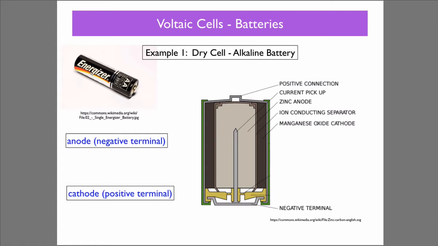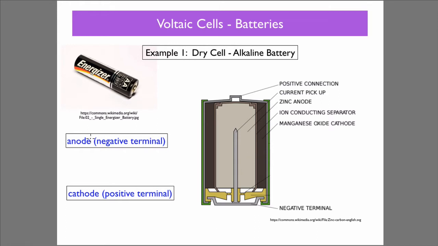Okay, voltaic cells. Let's look at some batteries. Example 1, we've got a dry cell of an alkaline battery. If you look at this picture over here, you can see that the zinc anode is kind of light grey here. The manganese oxide cathode is the darker brown here, separated by this ion conductor separator. You've got a positive connection here, which will run through whatever you plug it into. You've got the negative terminal here. So the circuit would go between the positive and negative, and you've got electrons moving between these two here.